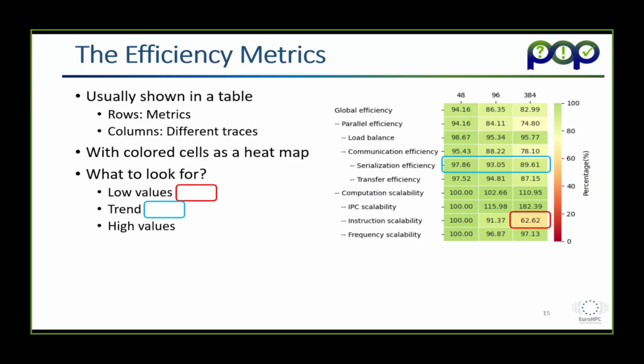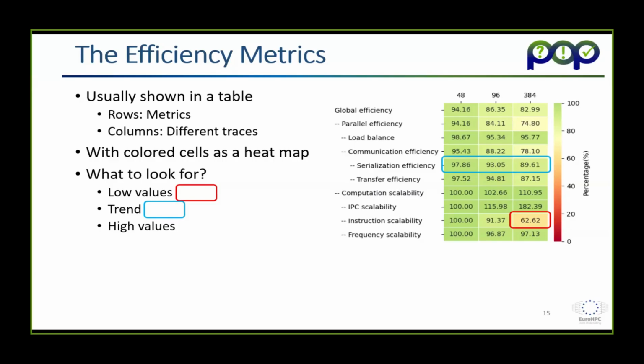So in this case, for example, it's very clear that instructional scalability has a low value, but the serialization efficiency is going down. So what is this telling me? This is telling me that probably in the next scaling step, even if this value was not low, this will be an issue. So the trends are very important, although they are not marked as very low values at first sight.